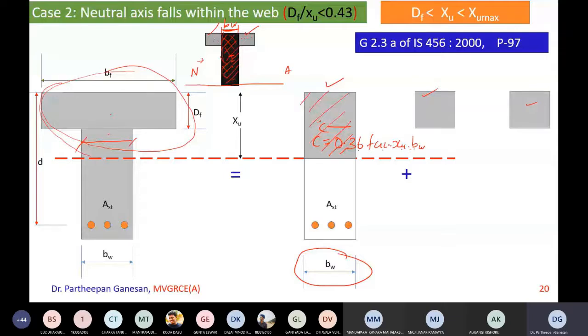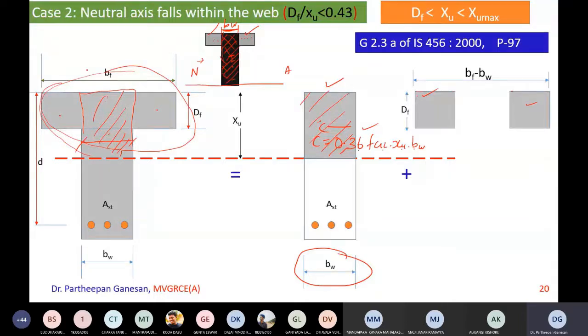Is there any doubt? Anybody having any doubt? So if I consider this rectangular part alone, for that this is the equation. Now I am left with this portion and this portion that I have represented here, and what is the total width of this portion?